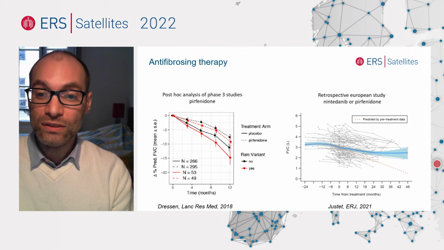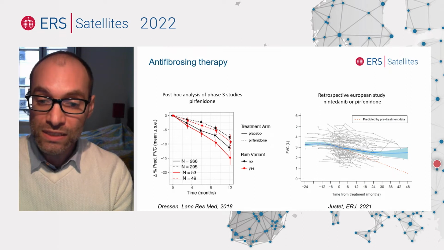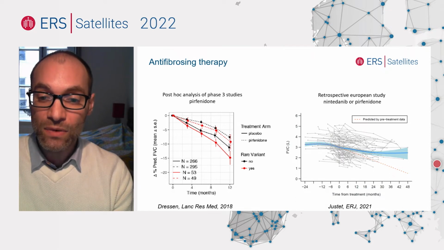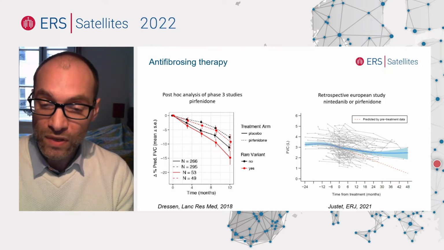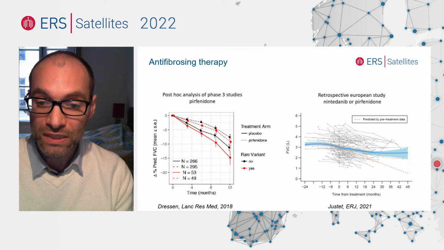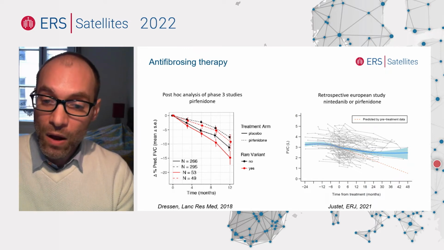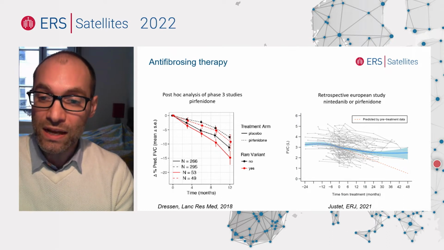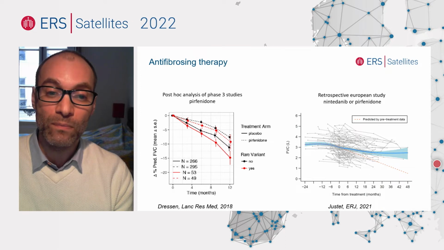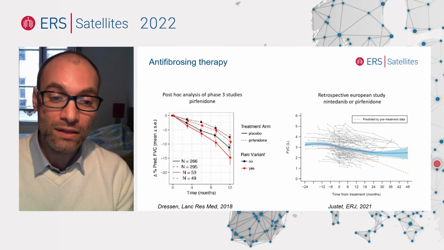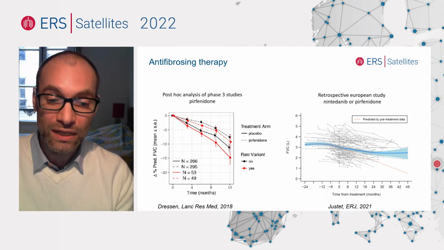And in this second study, a European multicentric retrospective study of 100 IPF patients who received either nintedanib or pirfenidone, there were no different side effects than those previously reported with antifibrotic drugs. And the observed FVC was reduced compared to the predicted FVC with the pre-treatment data. So the antifibrotic drugs are as safe as usual and are associated with a reduced decline of FVC.